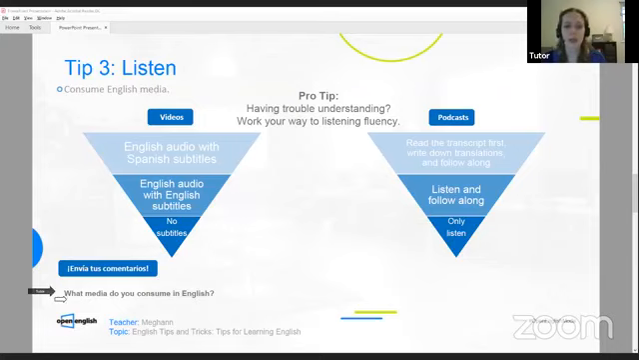What media do you consume in English? Let's watch for your comments here. Lots of great ideas. I see Isabel says hello. Hello, Isabel. Danielle says hello. Excellent. What media do you consume in English? Jorge says listening to music. Great. That's a great strategy, Jorge. You can listen to music. You can listen to songs in English.